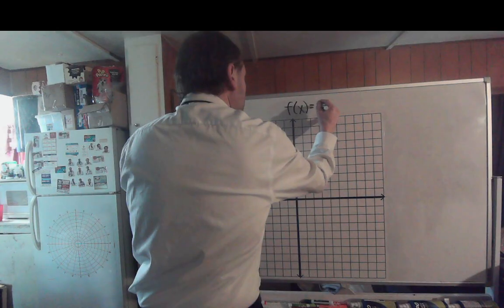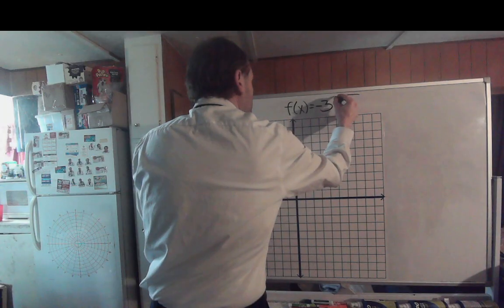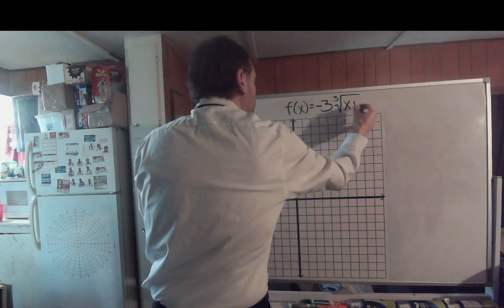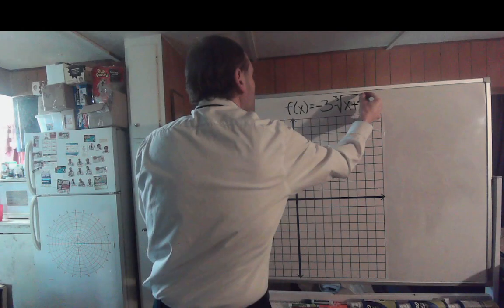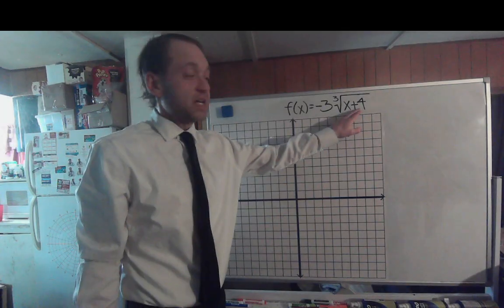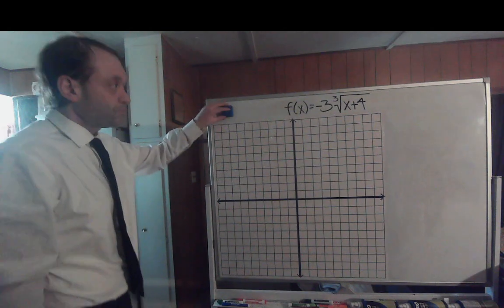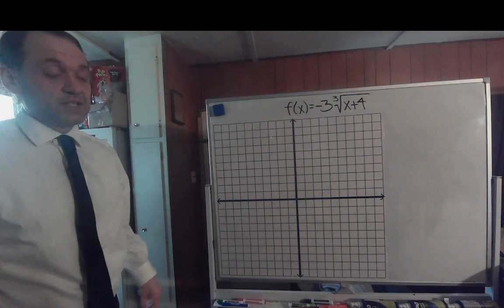What if we had, oh, good one. We have negative 3 times the cube root of x plus 4. So we've been given negative 3 times the cube root of x plus 4. That plus 4 is inside of the radical. So we got 3 things going on.